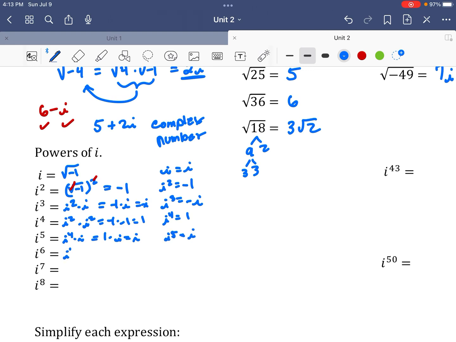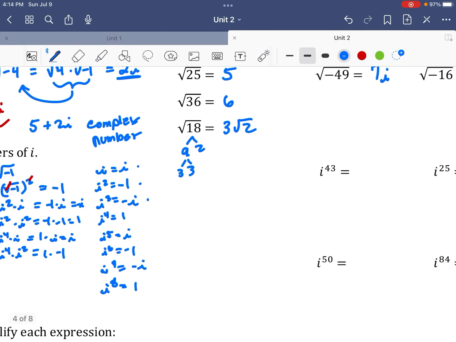i to the sixth, that's i to the fourth times i squared. So that's 1 times -1. So i to the sixth is -1. So do you see this cycle that we have right here, this pattern? Every 4 sets of i's, it just starts to continue again. And so we can tell that i to the 7th is going to be -i. And then i to the 8th is going to be 1 again. So every 4, it repeats itself.